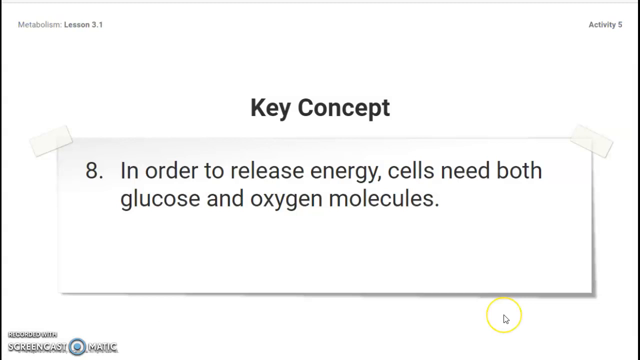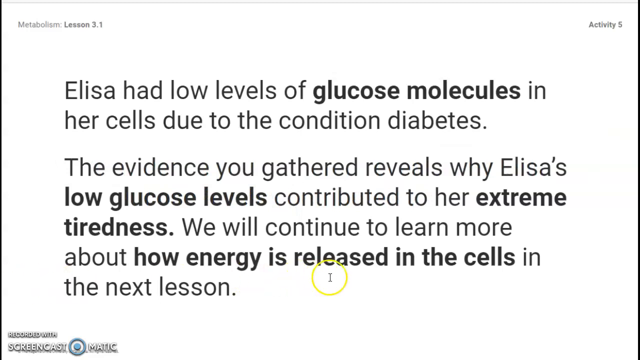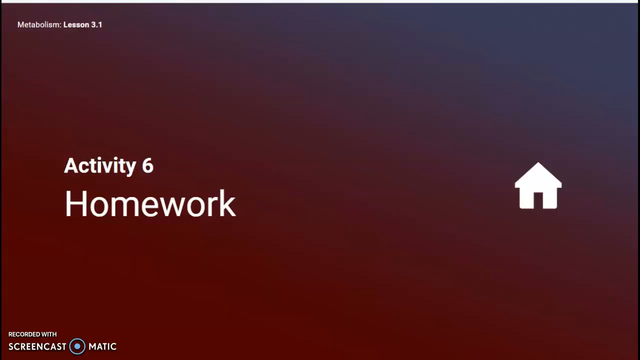So in order to release energy, cells need both glucose and oxygen molecules. We know that she had low glucose molecules in her cells because she had diabetes. The evidence that you gathered reveals that Elisa's low levels contribute to her extreme tiredness. We'll continue to learn more about how energy is released in the cell in the next lesson. I'm going to show you the homework. If you have not finished activity 5, you should pause it here.